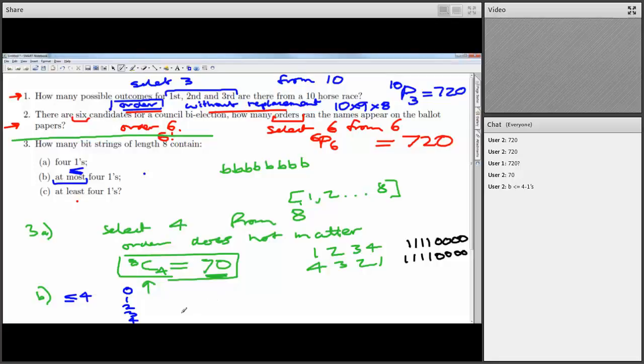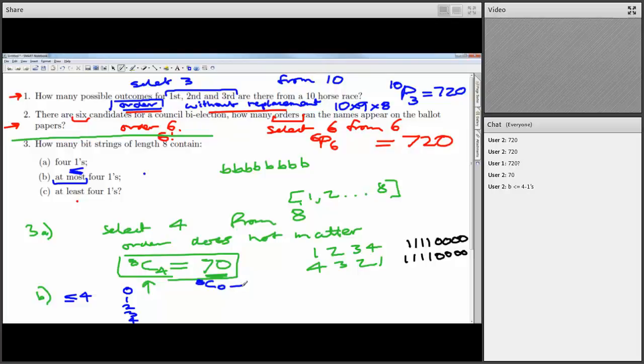And each of those cases are disjoint. None of them can happen at the same time, which is really important when you're splitting up into cases. And so I just want to count each case separately. So the first case, I've got my 8 different positions. I want to choose none of them to be a 1.